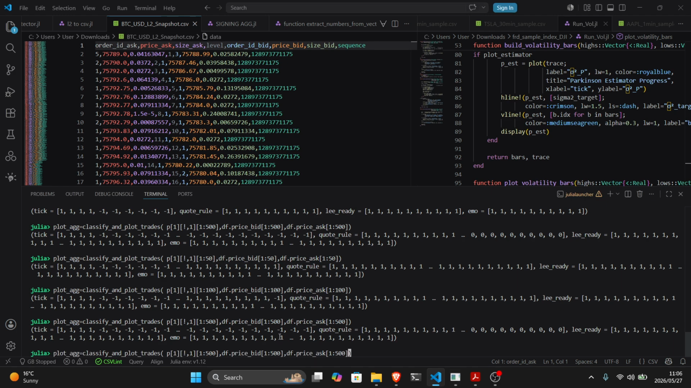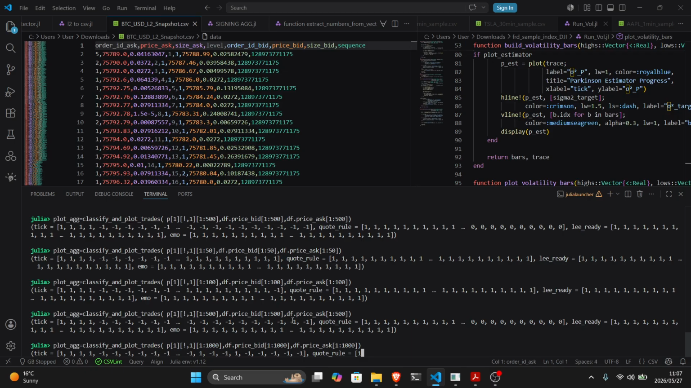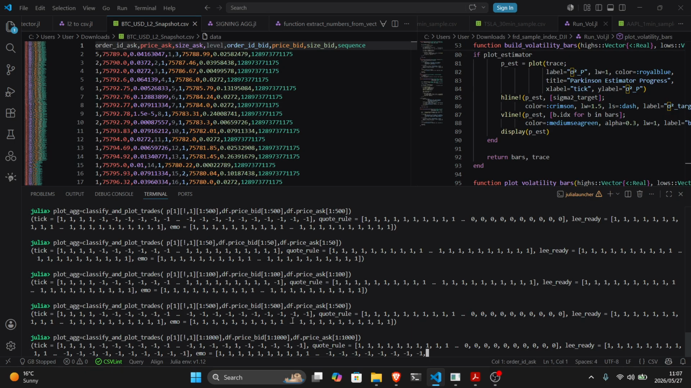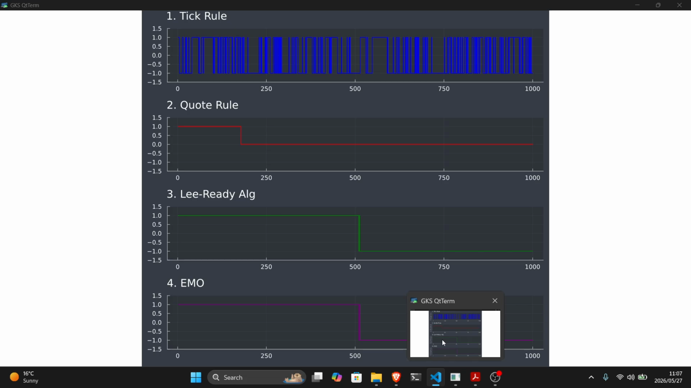Now I'm going to put this to 1,000 indexes, which is the limit of my price data. As you can see, the tick rule is much richer. The quote rule essentially was at 1 up until the 150th index, and it just stayed at 0 up until the 1,000th. And you look at the Lee-Ready algorithm, it stayed at 1 up until maybe the 510th index, and then it dropped to -1, and it stayed there up until the 1,000th index.